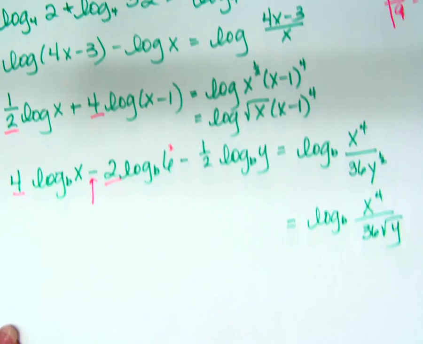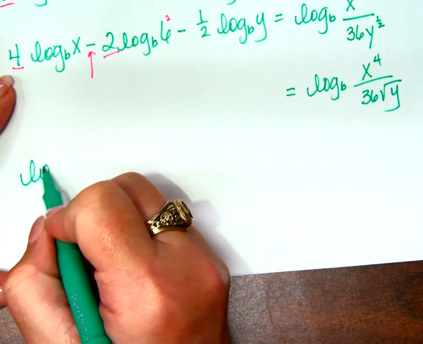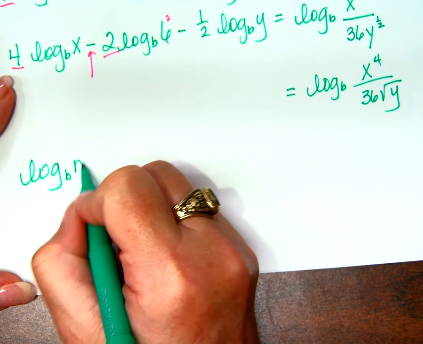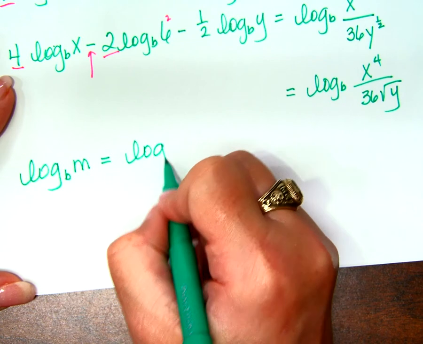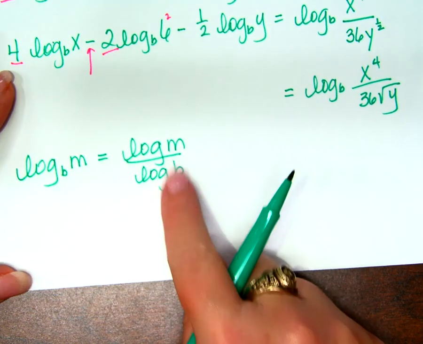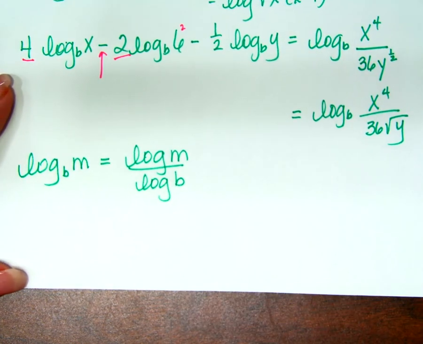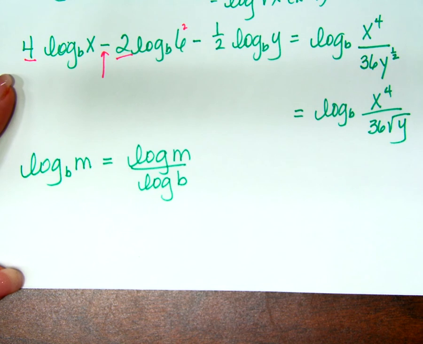We good? All right. Last thing is the change of base formula. Log base b of m is really the same as log of m over log of b. And what is the base of these two? 10, right? Now, why would we have to do that? Why would you have to know the change of base formula? Because old calculators only did log base 10 and log base e. Our calculators do any log base that we put in.